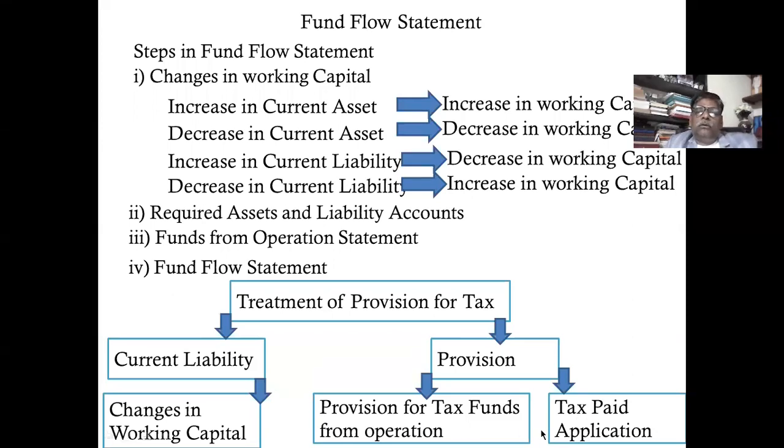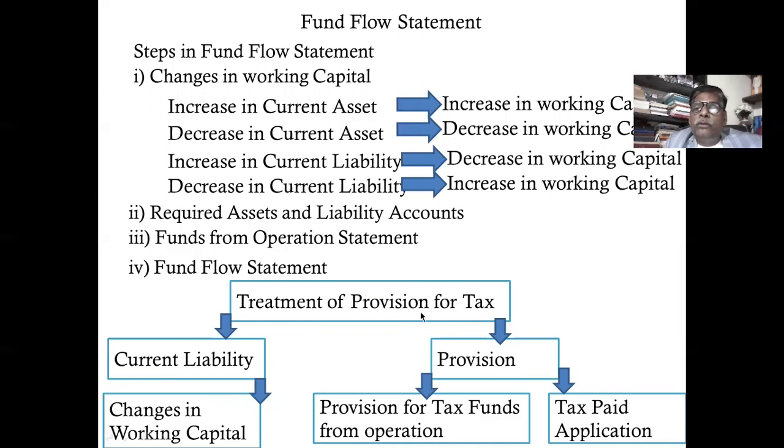Remember, if provision is considered as a current liability, you take it in the first statement only. And if provision is considered as a provision, you have to prepare the account. Then the provision goes to the funds from operation statement, and tax paid goes to the fund flow statement, on the application side. Clear? This is the point you remember: when to consider it as a current liability and when as a provision.